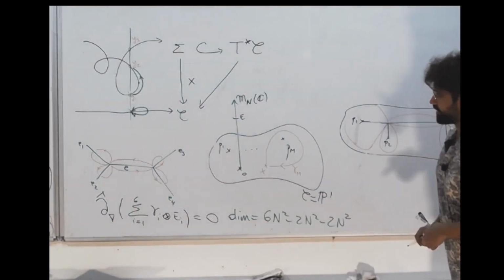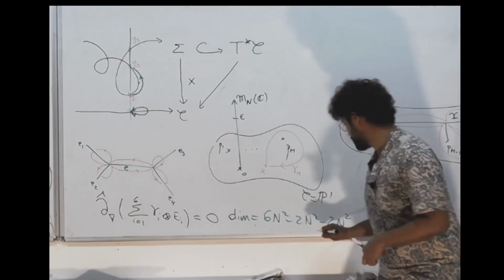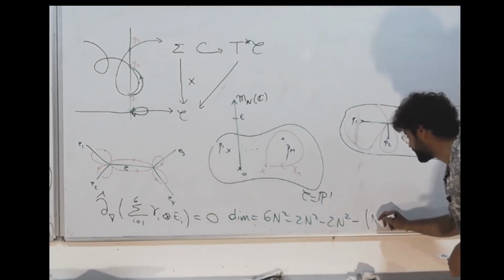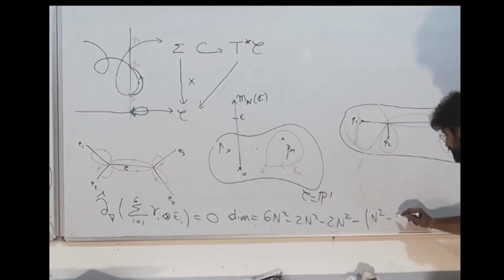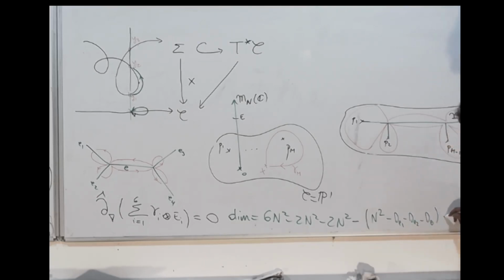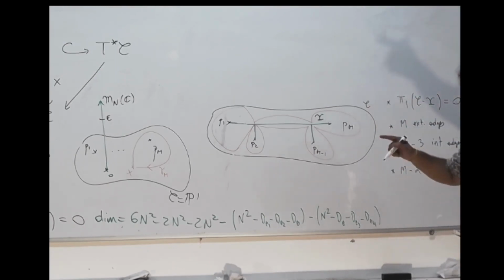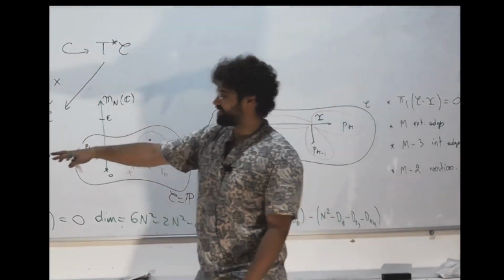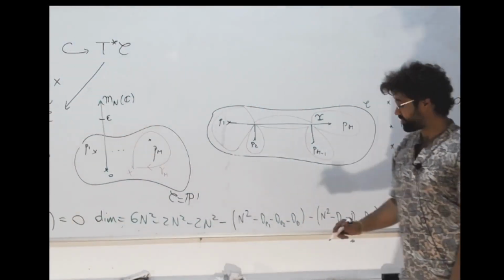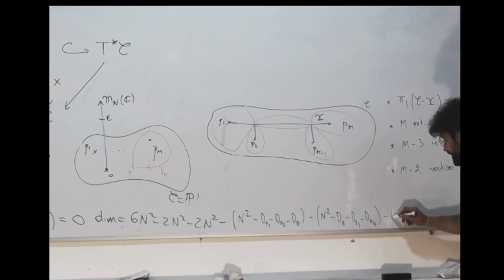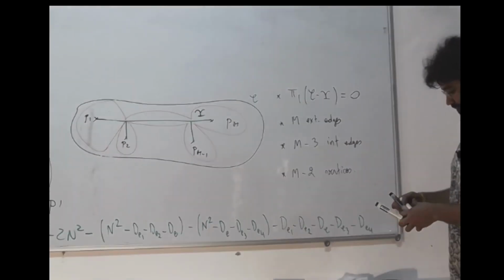Okay, so we have 2 vertices. So this is minus the first vertex. So this is n squared minus dE1 minus dE2 minus dE. And then minus, for the second vertex, n squared minus dE minus dE3 minus dE4. Okay. And then remove all the cycles associated to the edges. So that's minus dE1 minus dE2 minus dE minus dE3 minus dE4. Okay.